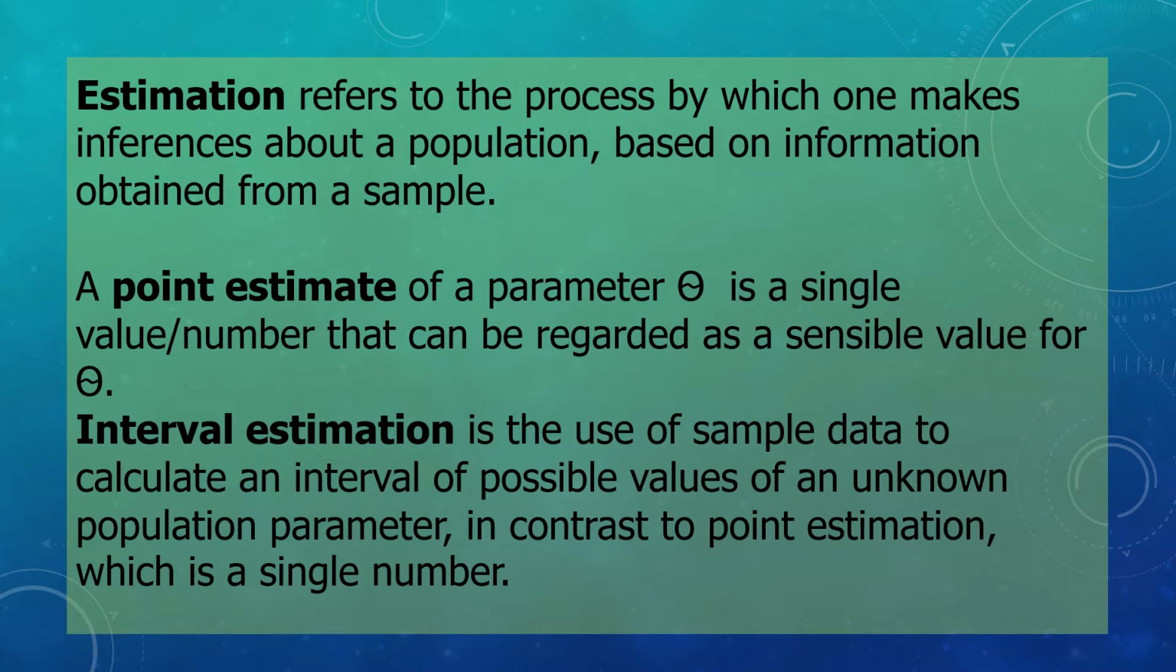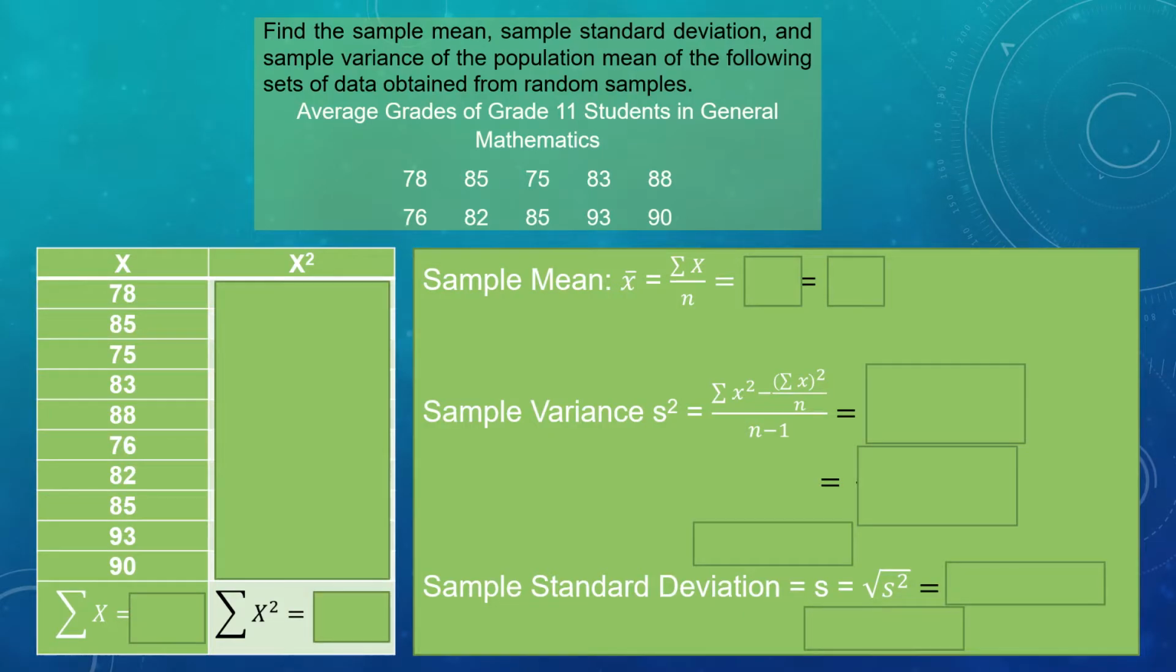So let us now start discussing point estimation. For point estimation, we're going to find the sample mean, sample variance, and sample standard deviation. For our given problem, find the sample mean, sample standard deviation, and sample variance of the following set of data obtained from random samples. Here are the average grades of grade 11 students in general mathematics. The first thing you're going to do is get the square of all the values of x. To get the square, we multiply the number by itself.